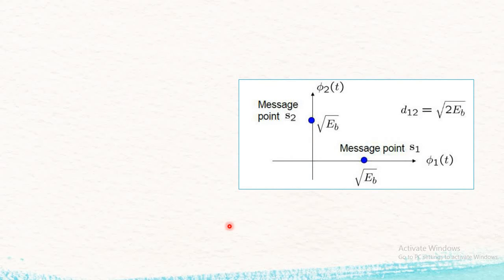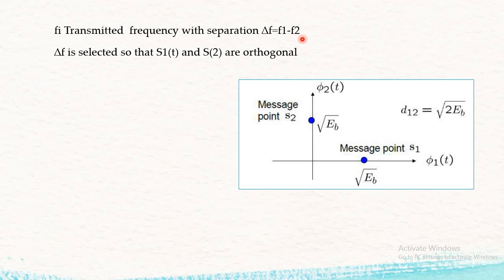Now we have to draw the spectrum diagram. So fi is a transmitted frequency with the separation of delta f equal to f1 minus f2. Delta f is selected so that S1(t) and S2(t) are orthogonal to each other. That is, what is an orthogonal signal? An orthogonal signal is a signal where the correlation of S1 and S2 is equal to 0.